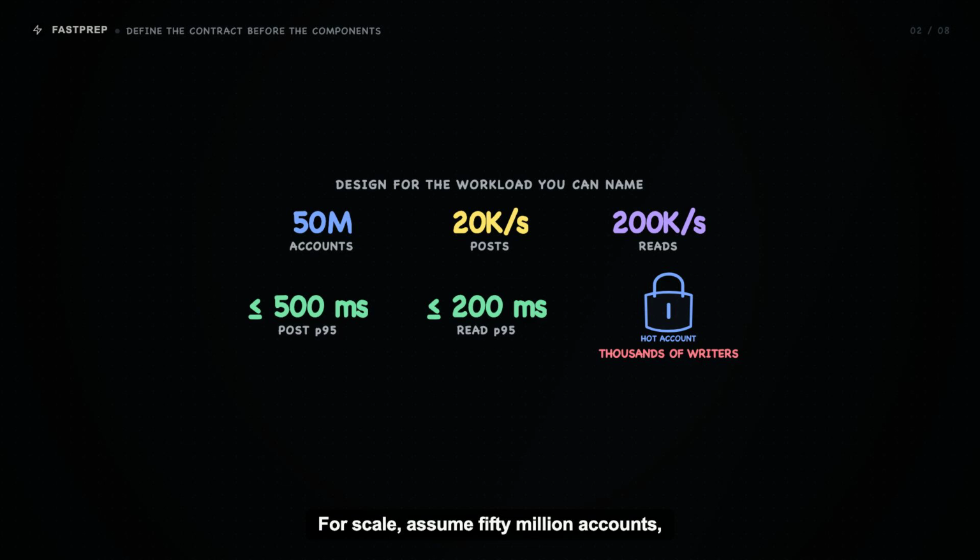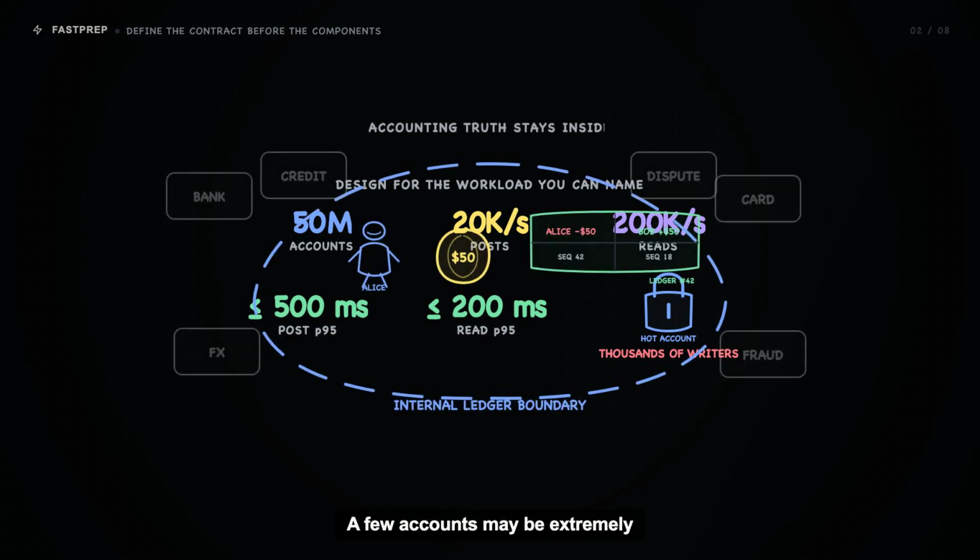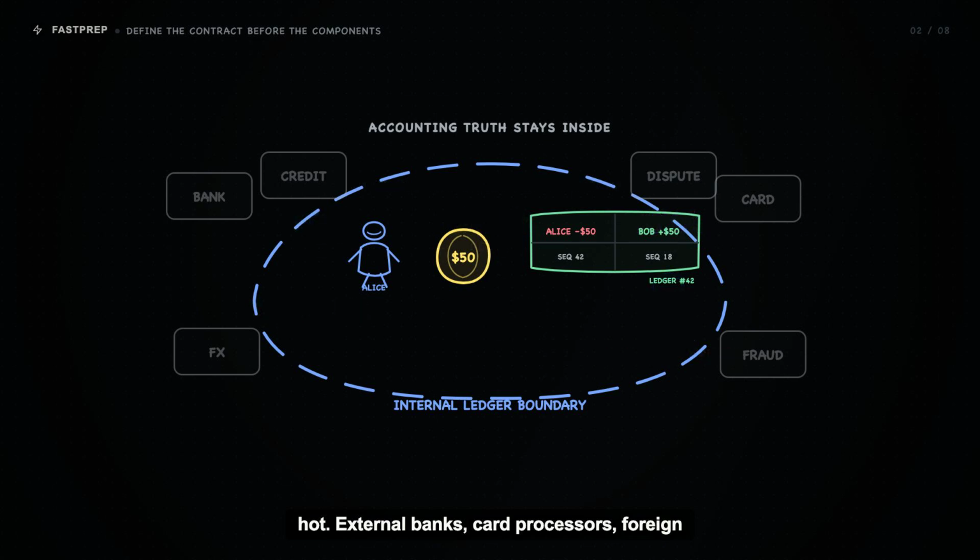For scale, assume 50 million accounts, 20,000 posting requests per second, and 200,000 reads per second. Healthy posts should finish within 500 milliseconds at the 95th percentile. Reads within 200. A few accounts may be extremely hot. External banks, card processors, foreign exchange, fraud, credit, and disputes stay outside our boundary. This service records internal accounting truth.